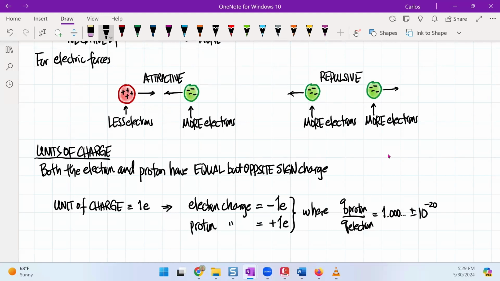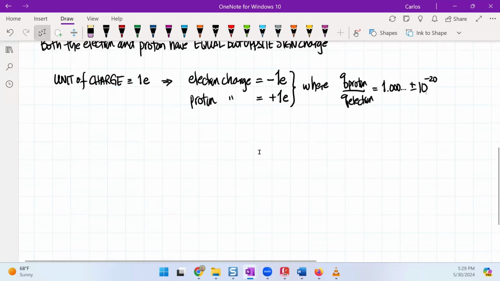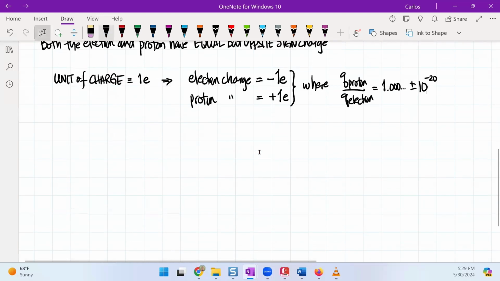Now, this is a miraculous statement because the proton is a composite charge. The electron is not a composite charge. However, that's not the official unit.